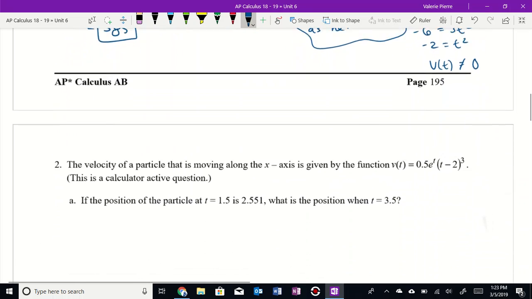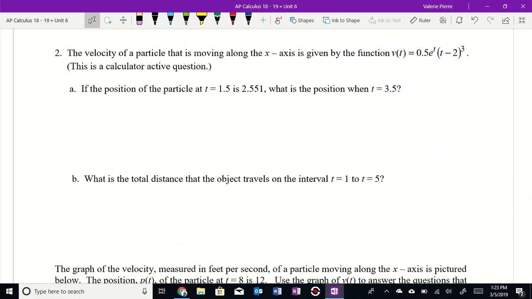Okay. So moving on to the next page. Velocity of a particle that is moving along the x-axis is given by the function v of t equals 0.5 e to the t times (t minus 2) cubed. This is a calculator problem. If the position of the function at t equals 1.5 is 2.551, what is the position when t equals 3.5?